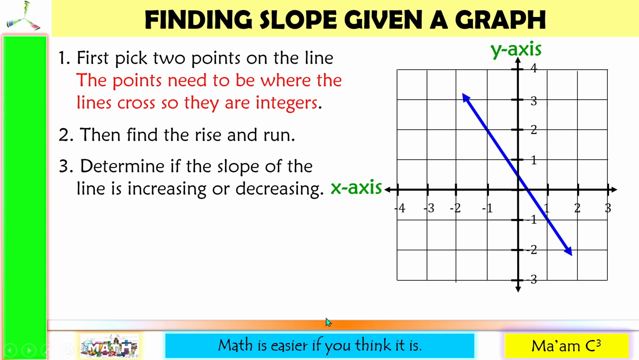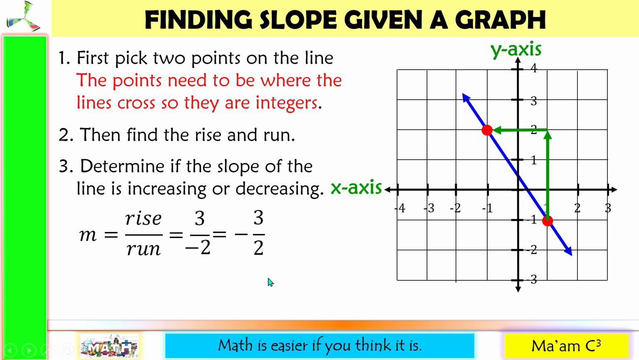Let's have another example. I'll choose 2 points. Let me choose this one and this one. Let's recall the formula. Slope is equal to rise over run. I'll start at this point. Going up, that would be 1, 2, 3 units. And then from this point, going here, that would be 1, 2 units. Since it went to the left, that must be negative 2 units. Positive divided by negative is negative, so we have negative 3 over 2.